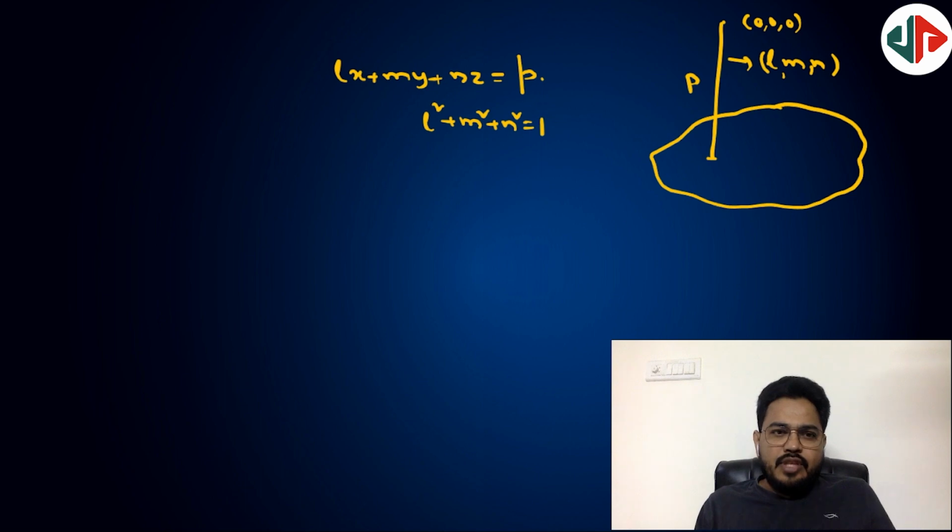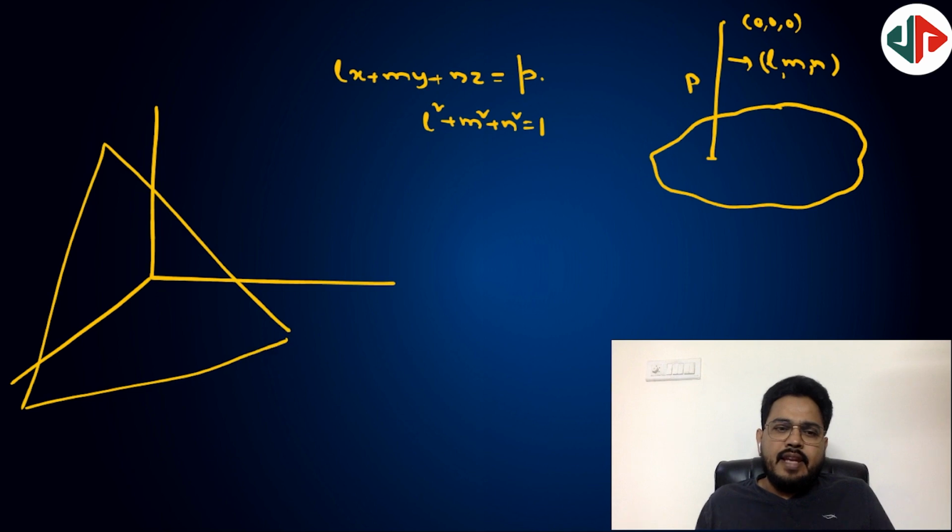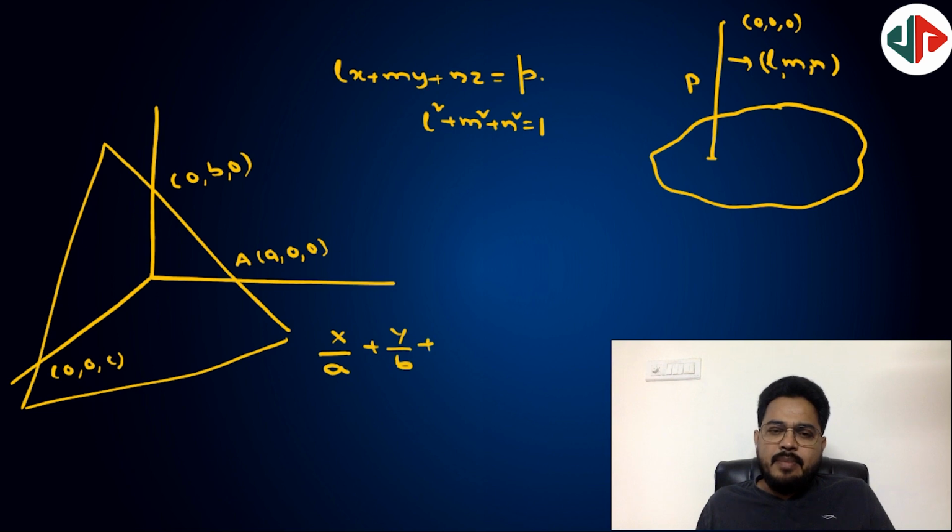Now this is the x-axis, y-axis, z-axis. A plane is moving like this, where the x-intercept is a units, the y-intercept is b units, the z-intercept is c units. The plane equation is x/a + y/b + z/c = 1.